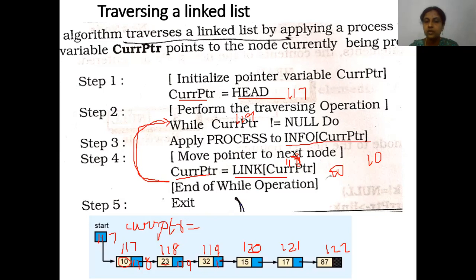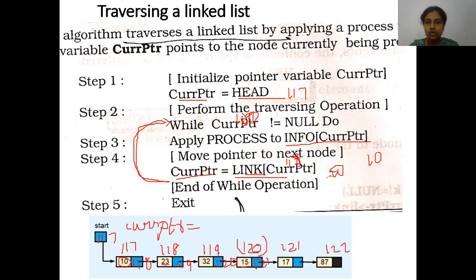Info part of 119, what would have been there? 120. So once again, the loop will go with the value 120. If it goes to 120, it will check the info part of 120, which is 15. And next, it needs to check the next address of 120, that it will show 121. So got it? Once again, the loop goes.